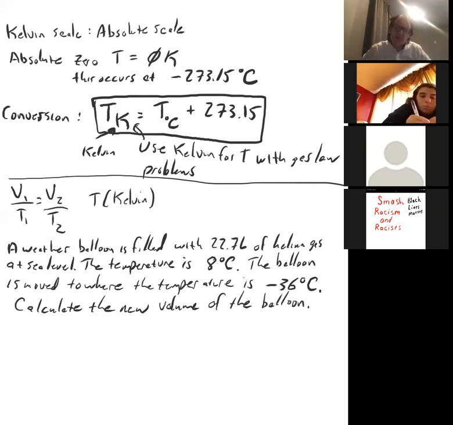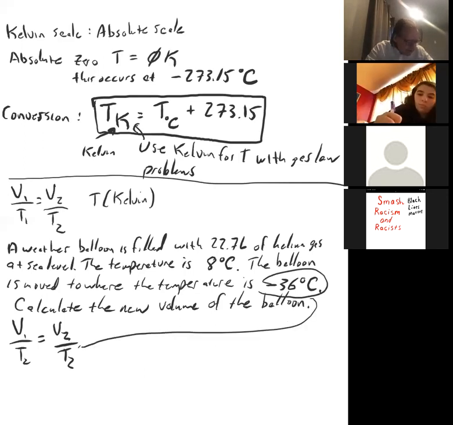Okay, now this one, when you look at it, you might actually be able to see for yourself the problem with using Celsius, right? Because if you look at this particular problem, look what would happen if you put Celsius in. You'd have to put in negative 36 in here. And that would be kind of confusing. Like what does that mean to put in a negative number? That would give us a volume that's actually negative. It would have to be negative. So it doesn't work anyways. But when you do these problems, make sure it's in Kelvin.